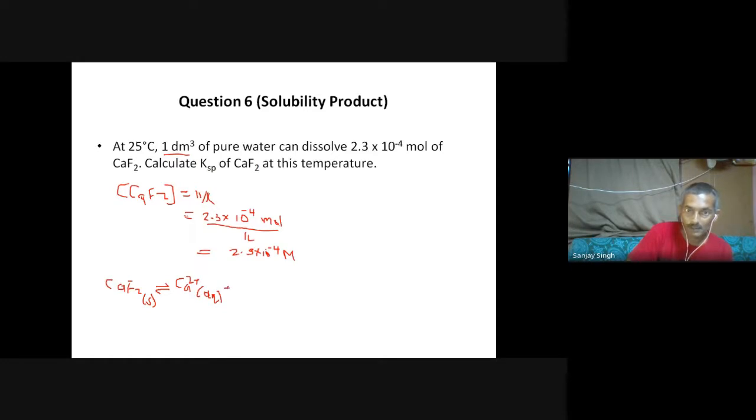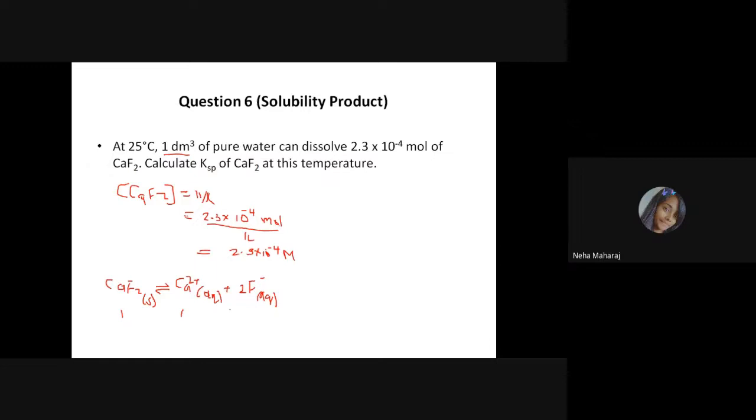Plus fluoride ions, that's F minus. And this is also aqueous as well. Not gaseous, but in the aqueous state, and then we need to balance the equation. So one calcium, two fluorine. So over here is one, so you place two. Now look at the ratio. It's 1 mole.